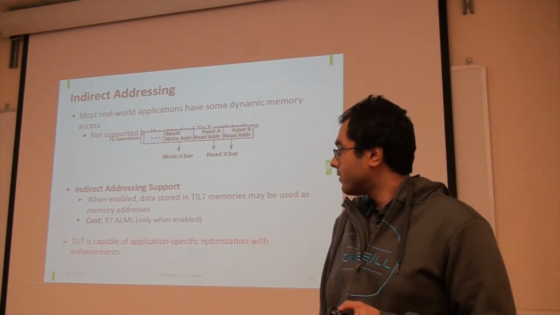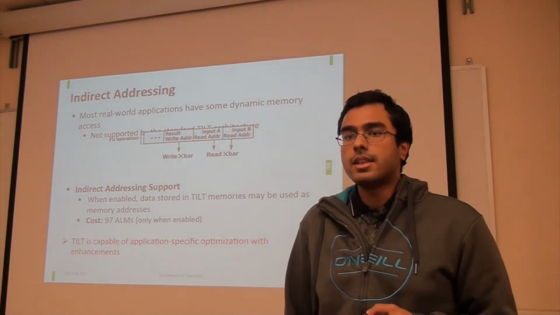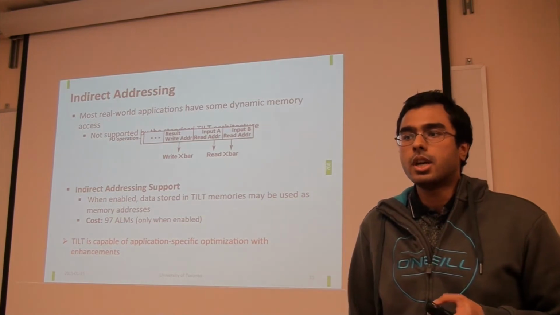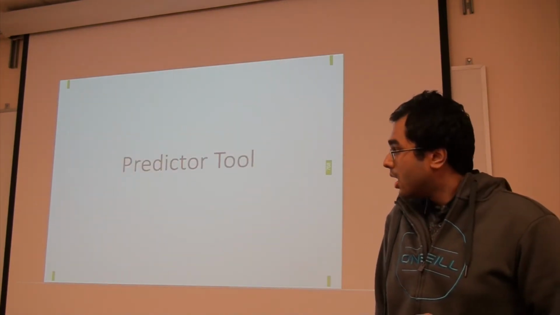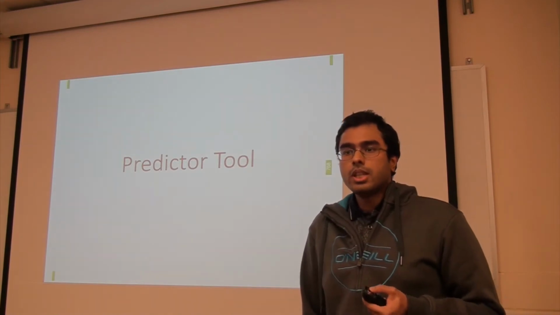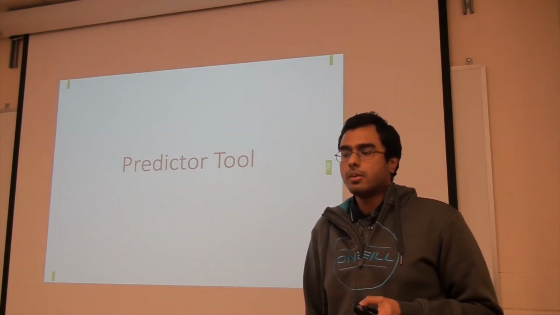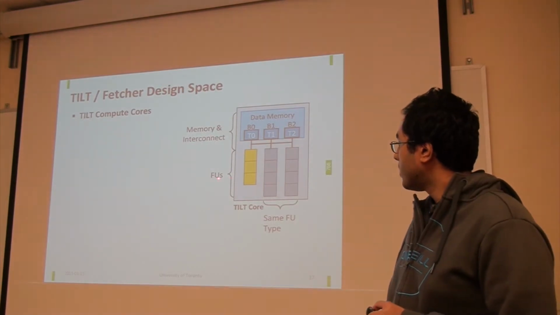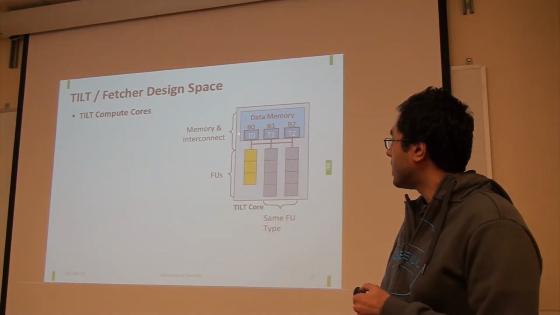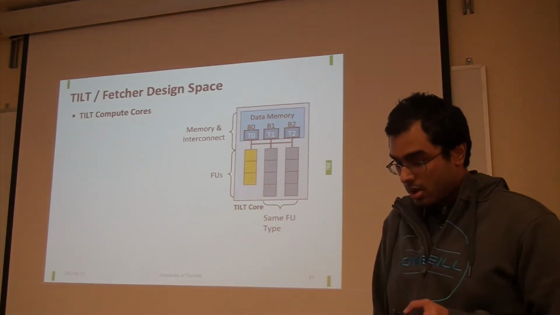Now, the main takeaway of the last few slides is to emphasize that the tilt overlay can be optimized to target specific application types with these enhancements. Now, as mentioned, both the tilt and fetcher components are highly configurable. In this illustration of a single tilt compute core, we have multiple functional units connected to tilt's data memory, composed of several memory banks, each with a single thread.